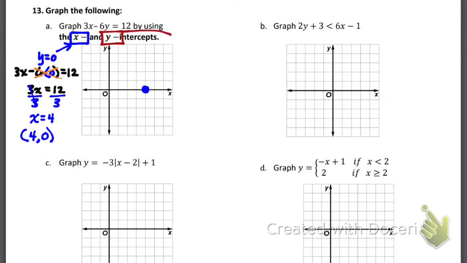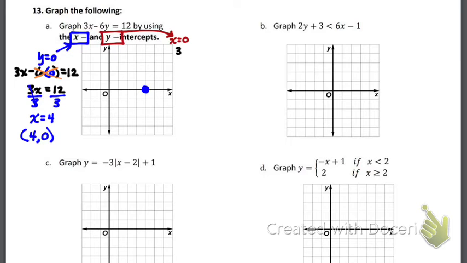I'm going to do something very similar for y, except to find my y-intercept, is y 0? No, it's x is 0. When I want y, x is 0. When I want x, y is 0. Whatever you don't want, make it a 0.